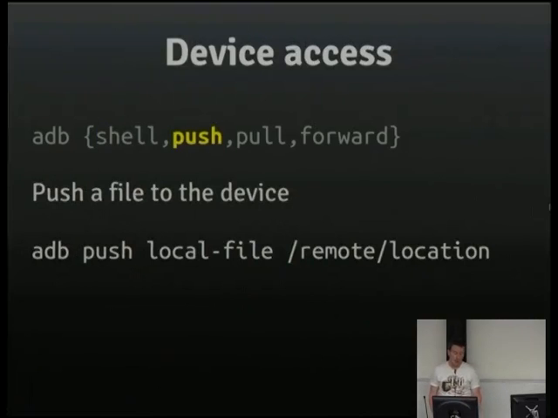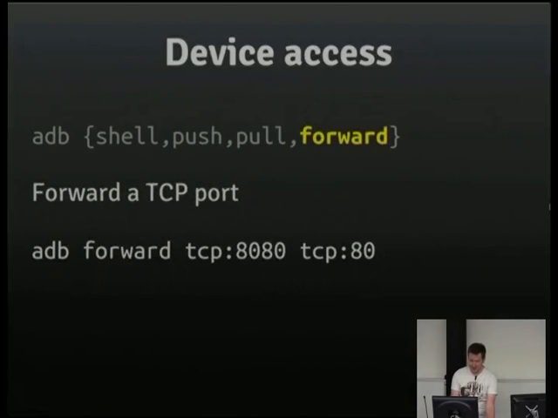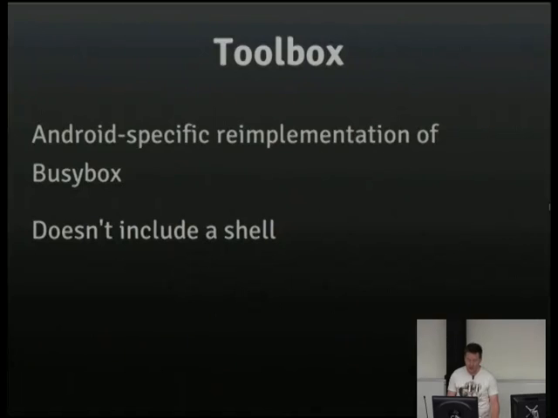Push, as the name suggests, pushes a file to the device. Pull pulls a file from the device. And forward forwards a TCP port. And obviously, if you're doing any sort of network type daemon, then that becomes super important very quickly. The syntax is a little bit weird, but it is actually good. It's more flexible, and it can do more than just TCP, but realistically, that's what you would use it for 90% of the time.